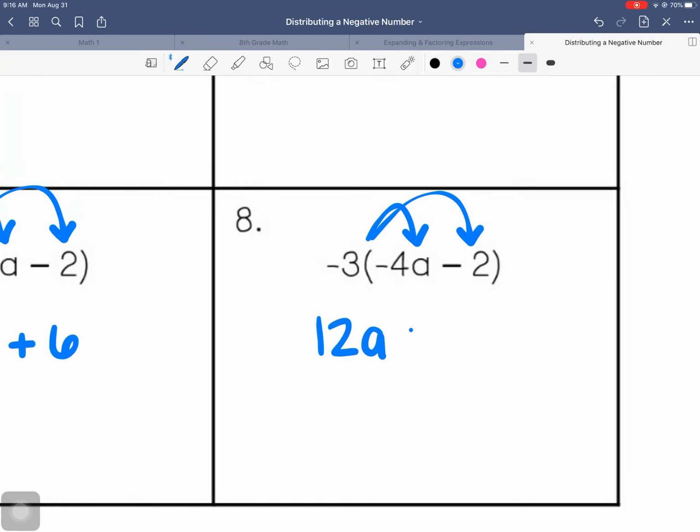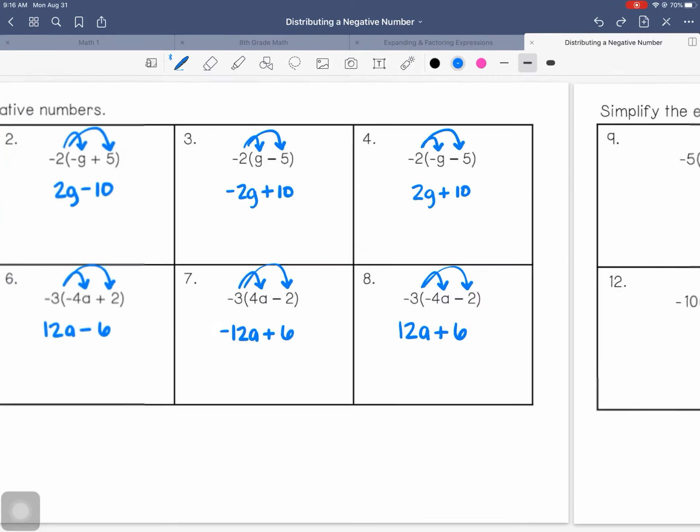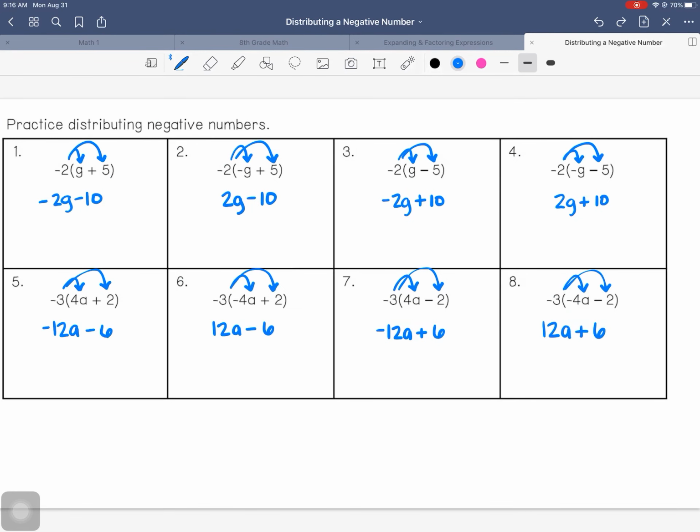You don't have to put a plus outside. I almost did. If we had it there, that would be fine. Not a big deal. Make sure each one of these examples goes in your notebook.